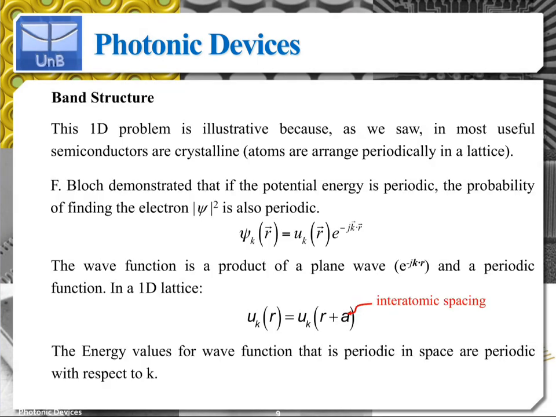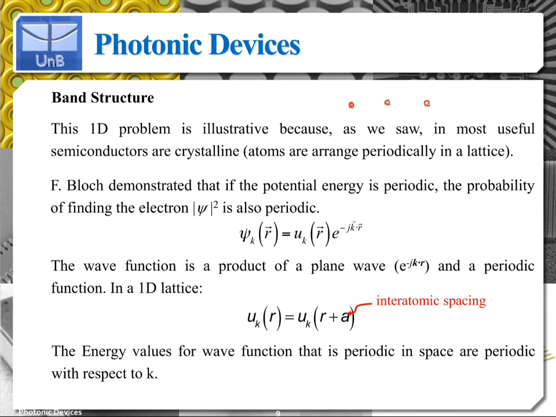Now, as we've said, the interest in this problem is because most of the semiconductors we're going to look at are crystalline. So they will also have a periodic lattice, a three-dimensional periodic lattice, and the resulting band structure is going to be a little bit more complex, but the basic ideas are going to be the same. But so far we're looking at a lattice that's one-dimensional.